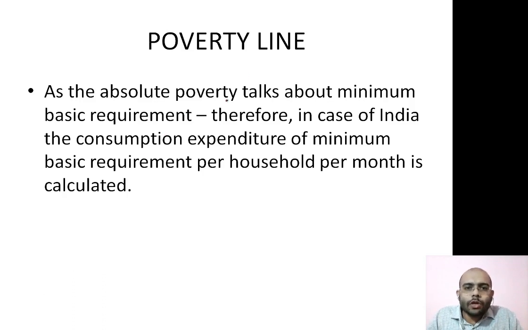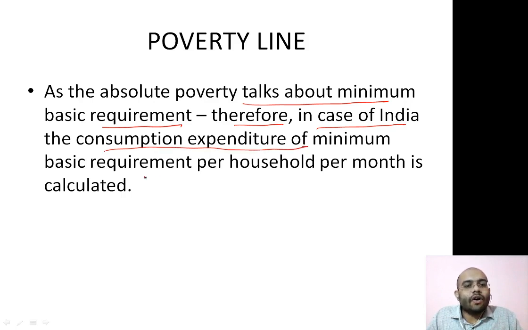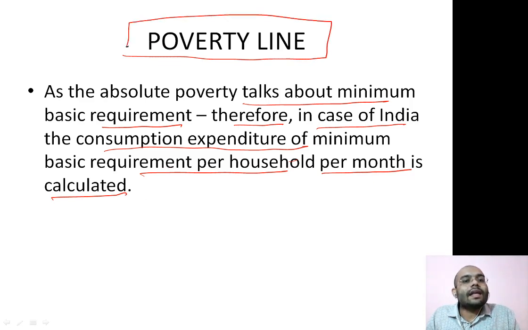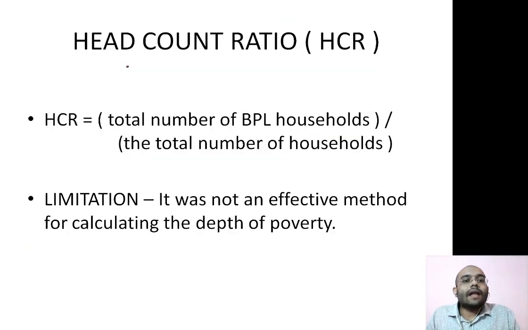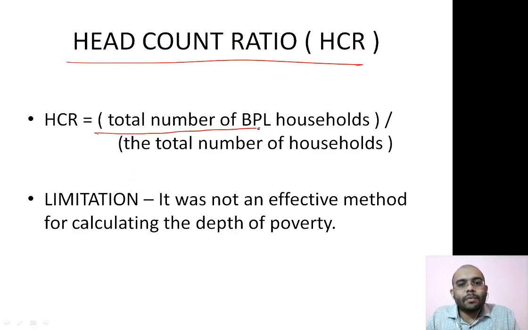Poverty line, its absolute poverty talks about minimum basic requirement. Therefore, in case of India, the consumption expenditure of minimum basic requirement per household per month, remember per household per month is calculated. This is called as your poverty line. Now what is head count ratio, HCR? HCR is nothing but your total number of BPL households upon the total number of households. This is called as head count ratio.